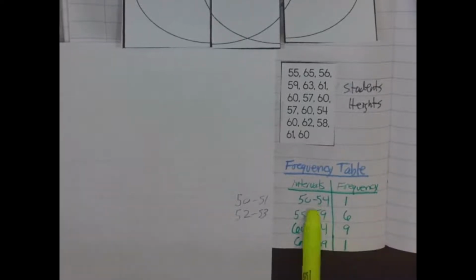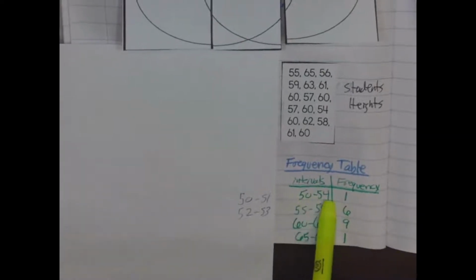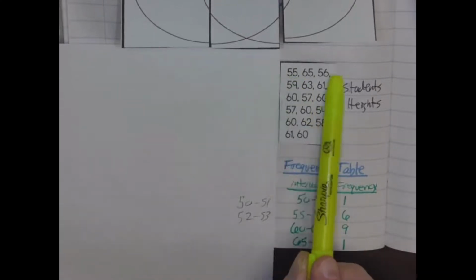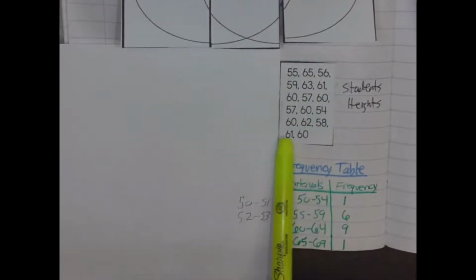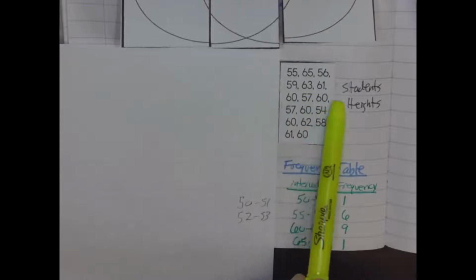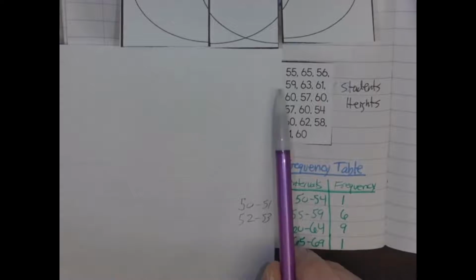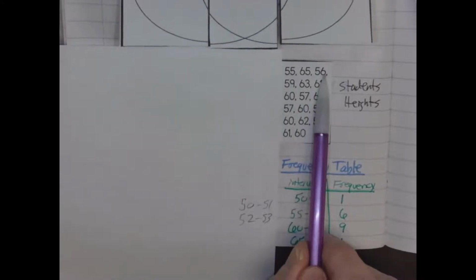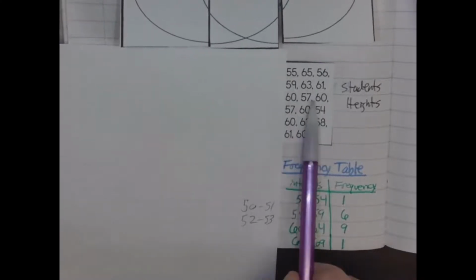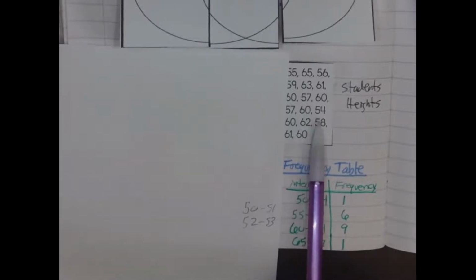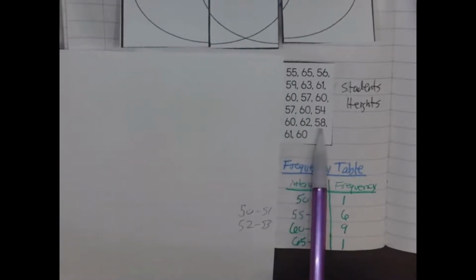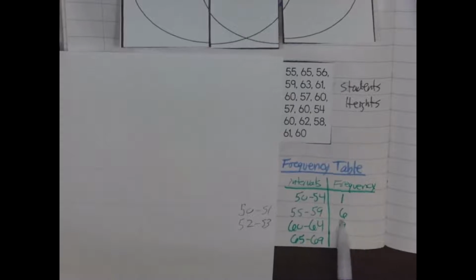So I then counted how many I have between 50 and 54 inches. I looked here and I saw that I had 1. There's a 54, so I write 1. So now I count 55 to 59. So we have 1, 2, 3, 4, 5, 6. So there's 6.